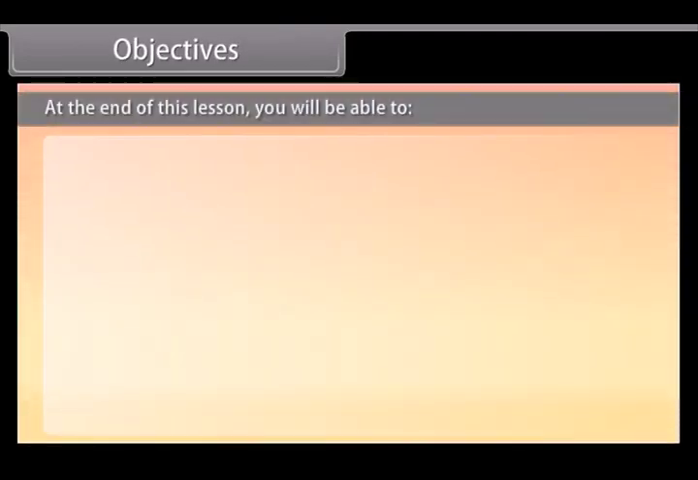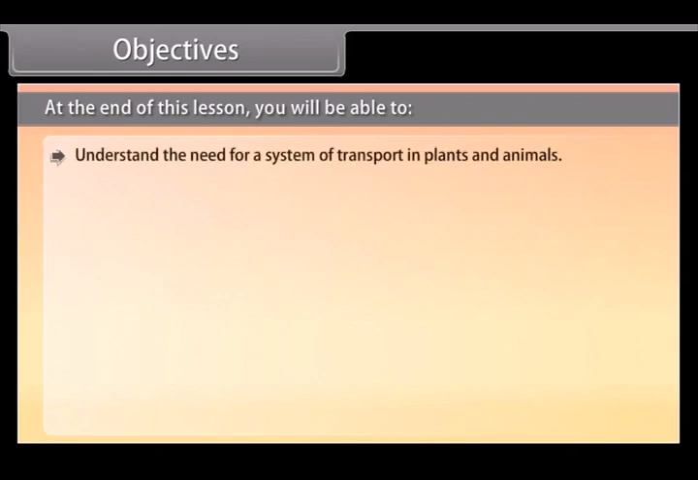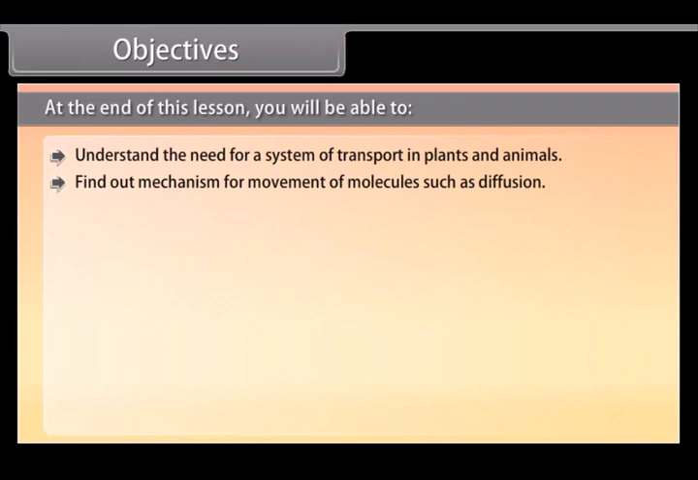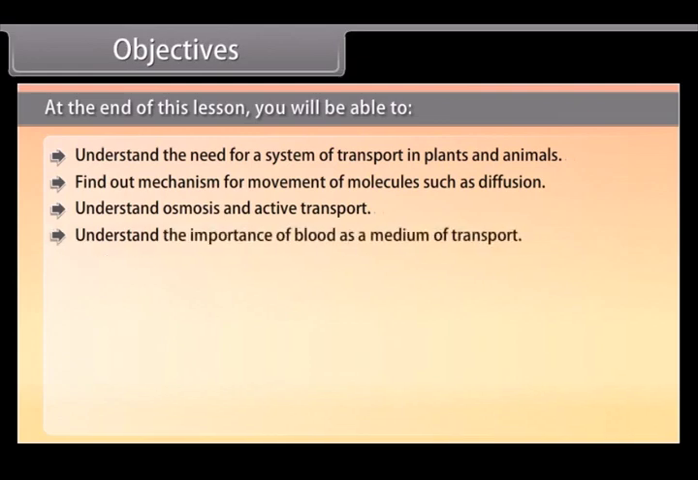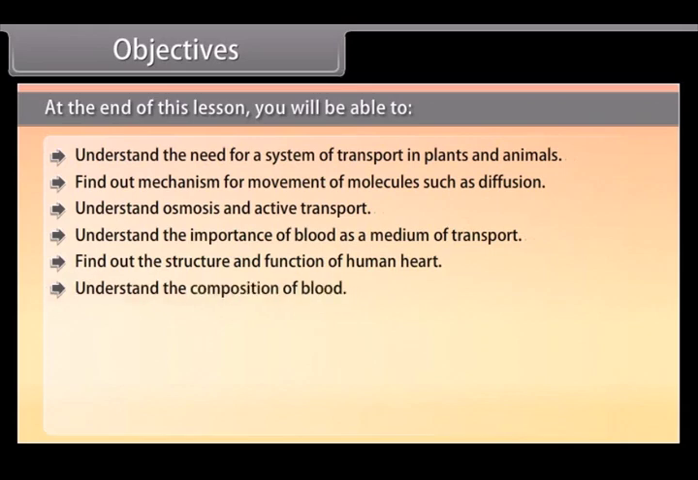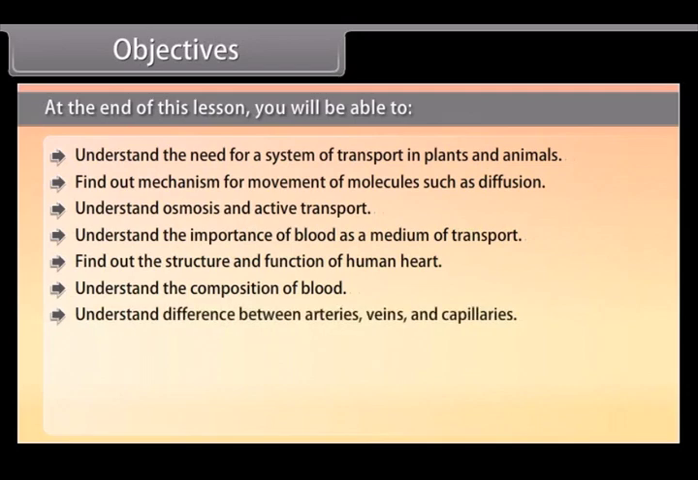Objectives. At the end of this lesson, you'll be able to understand the need for a system of transport in plants and animals, find out mechanisms for movement of molecules such as diffusion, understand osmosis and active transport, understand the importance of blood as a medium of transport, find out the structure and function of human heart, understand the composition of blood, understand the difference between arteries, veins and capillaries.